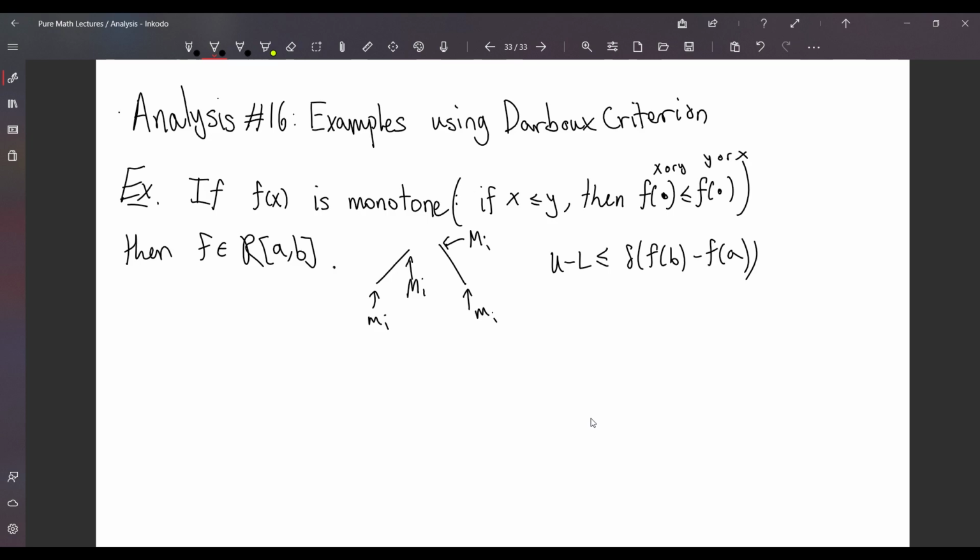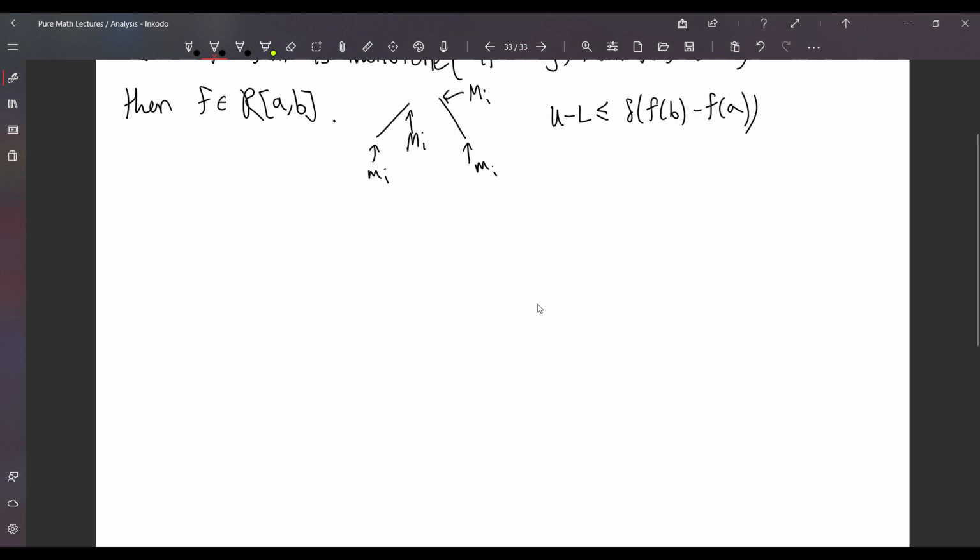Something like that. And of course the scenario is different if it's decreasing, but the easiest way to deal with that in a proof would be to take, say, minus f of x. If f is monotone decreasing, then minus f is monotone increasing. And then since R of [a,b] is a vector space, if f is Riemann integrable, then so is minus f, and vice versa.